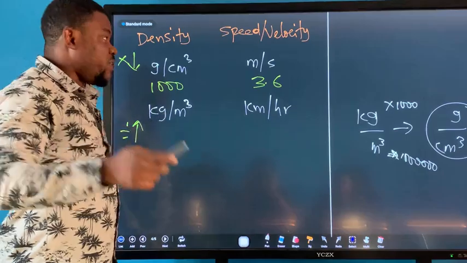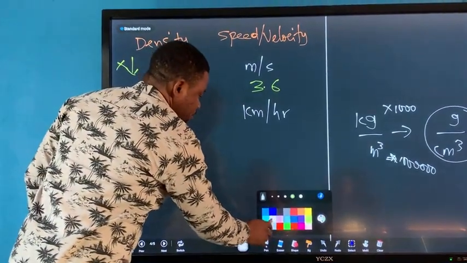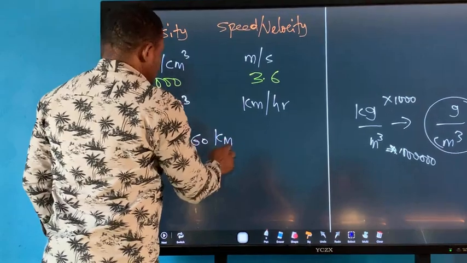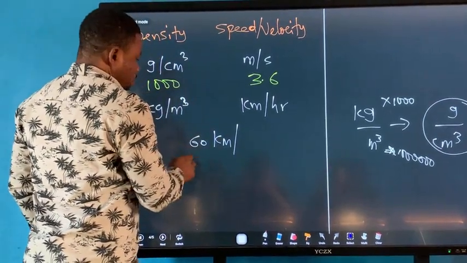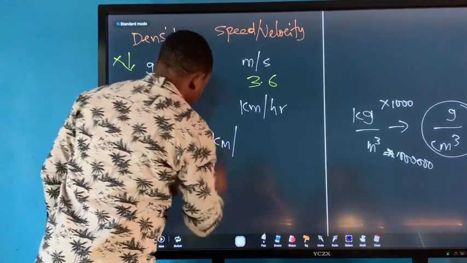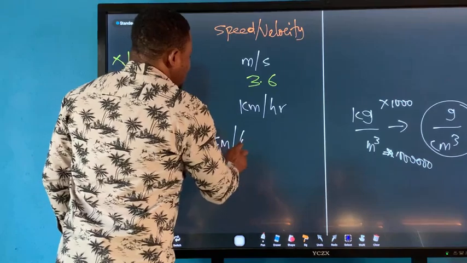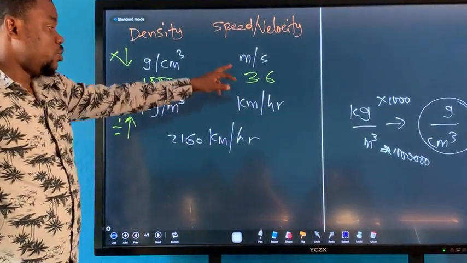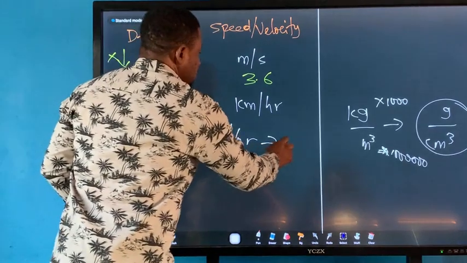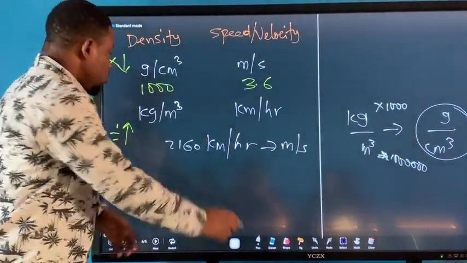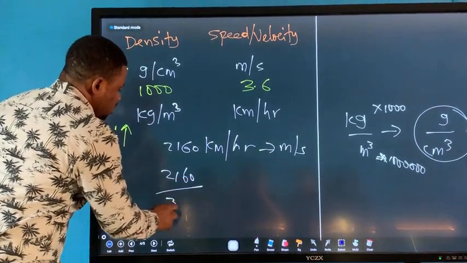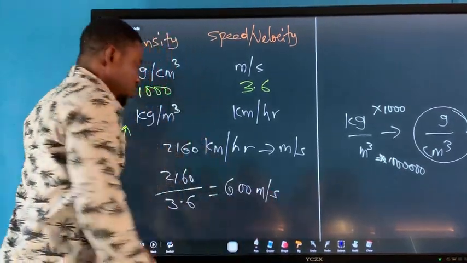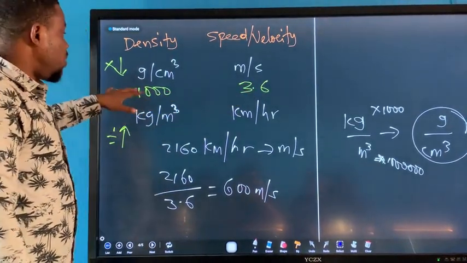So if I ask you to convert, let's say, 60 kilometer per hour to meter per second, what am I going to do? I'll divide, right? So I'll have 216 over 3.6, and that'll give me 60 meters per second. This is the conversion factor.